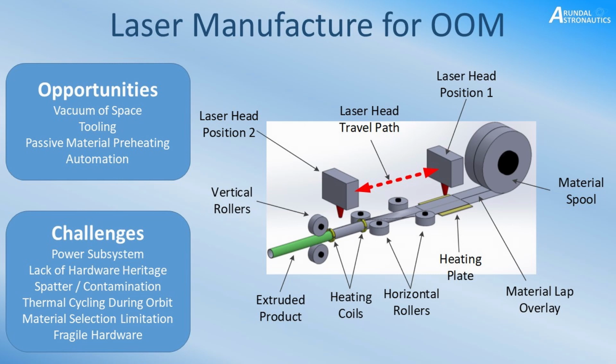The material selection for use in on-orbit manufacture would also have to be considered, not only for the space environment and its appropriateness, but also its suitability for the laser processing itself.